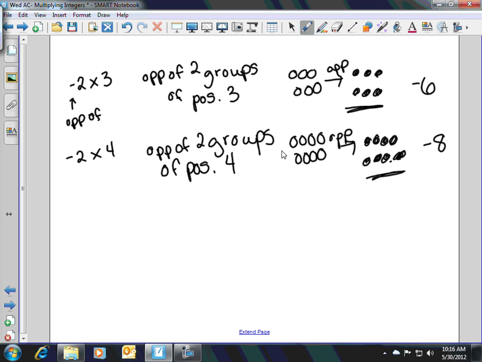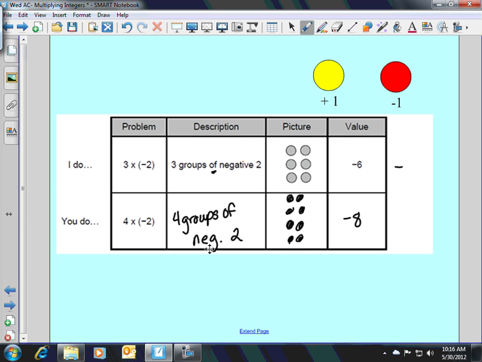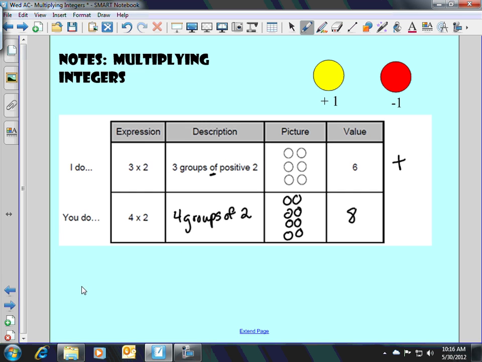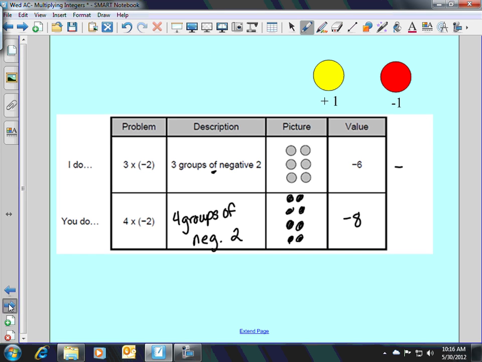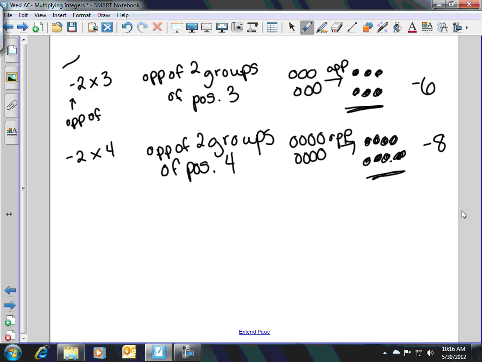So again, notice when you had a negative times a positive, you ended up with a negative answer. When you have a positive times a negative, you end up with a negative answer. When you have a positive times a positive, you have a positive answer. So there's one more situation we're going to look at, and that is negative 2 times negative 3.